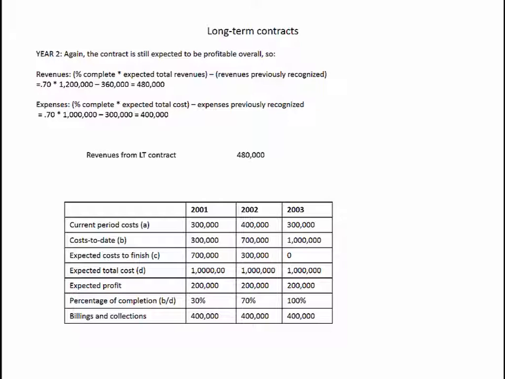So again, we credit revenues from long-term contract for 480. We debit cost of long-term contract for 400. The difference we again put into construction in process.